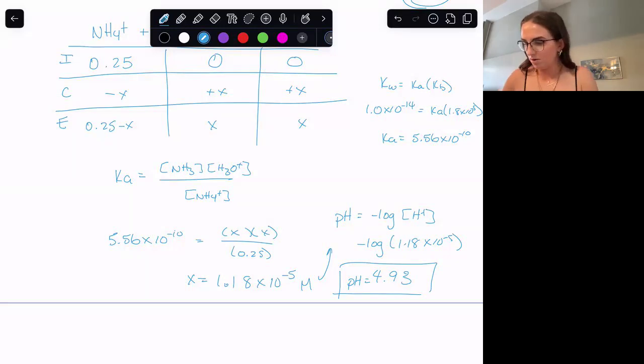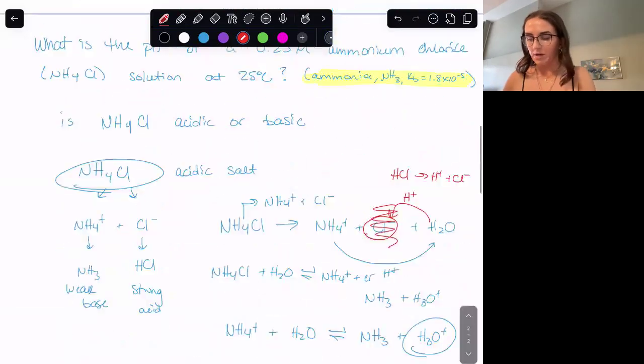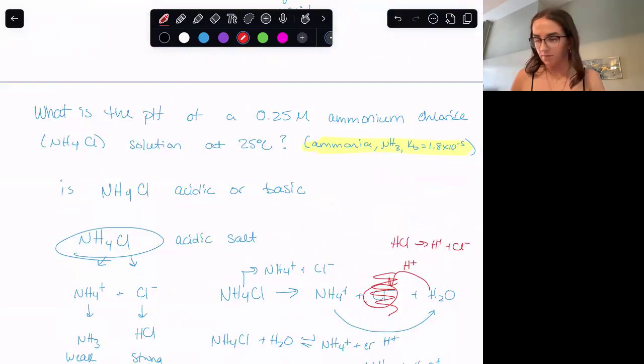Right at the end of a question, you always want to make sure you ask yourself, does this make sense? I did that and I said no, so I knew that I did something wrong and I plugged it into my calculator wrong. But when we're looking at the pH, pH is 4.93. That's in our acidic range. We said at the beginning that NH4Cl is an acidic salt, so the acidic salt matches the acidic pH, and everything checks out.